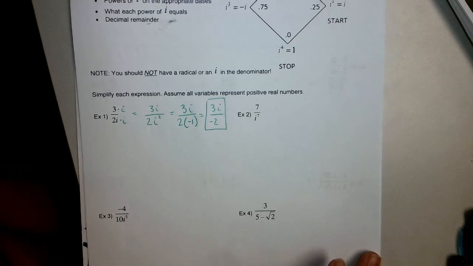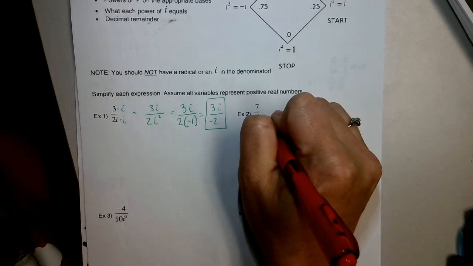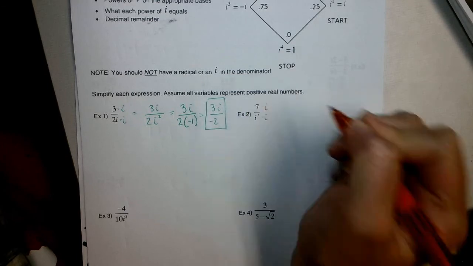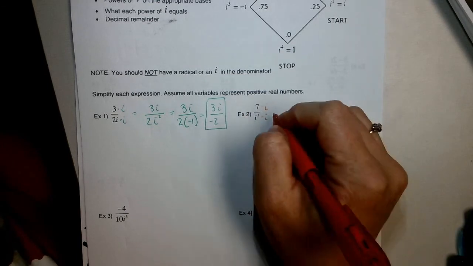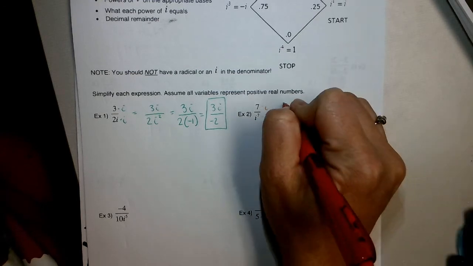So on example 2, we have an odd exponent for i, correct? So I can multiply it by what? i. What you do to the bottom, you do to the top. So if I have i to the 7th there and I multiply it by one more, what do I get? i to the 8th power over 7i.